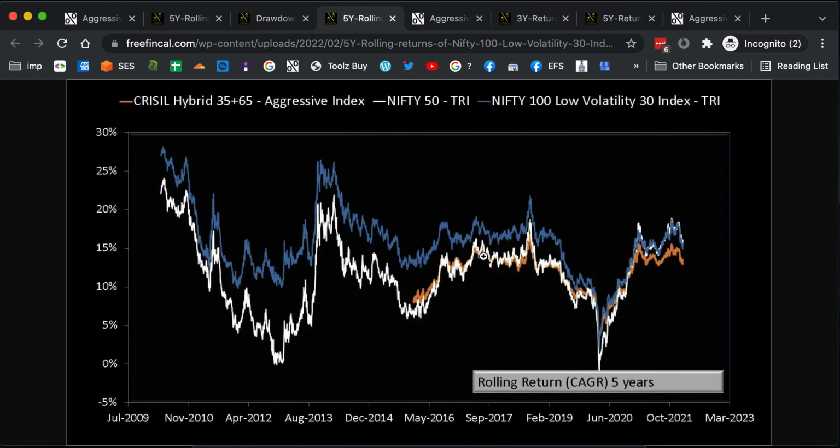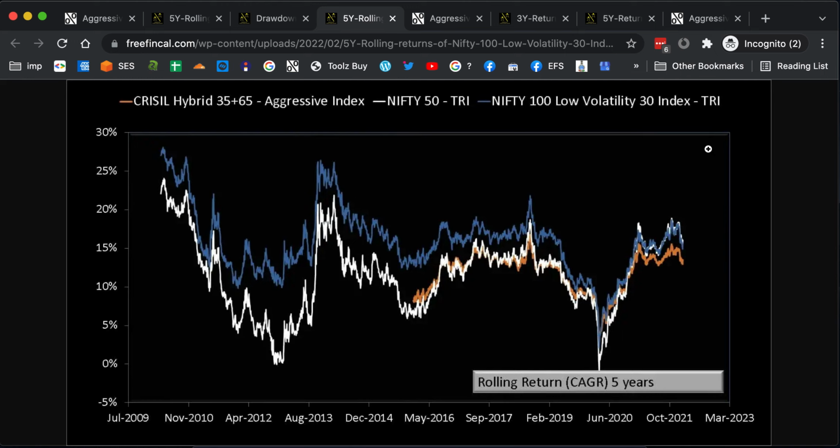percentage. And if you now look at the 5-year rolling returns, the blue line on the top is the low volatility index, the white line is the Nifty 50, and the brown line is the aggressive hybrid index. If you compare the white line and the brown line first, you can see that the brown line, that is the aggressive hybrid index, has got a comparable return to that of Nifty.